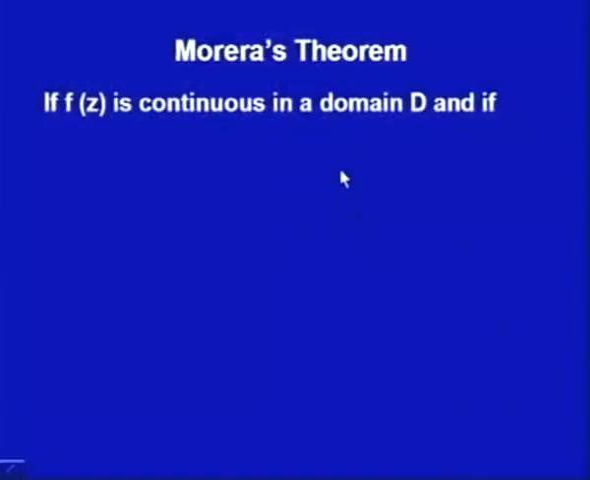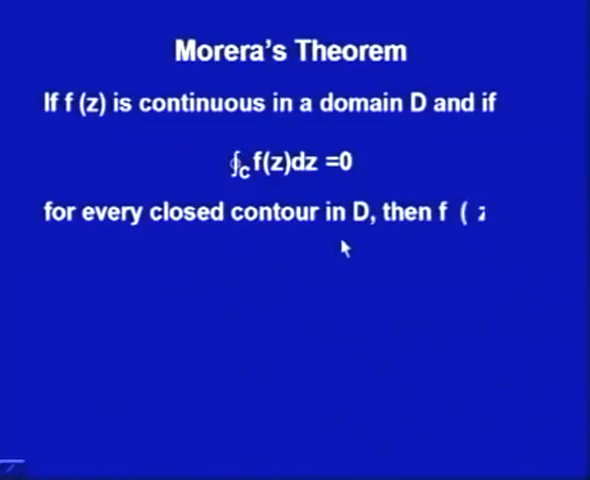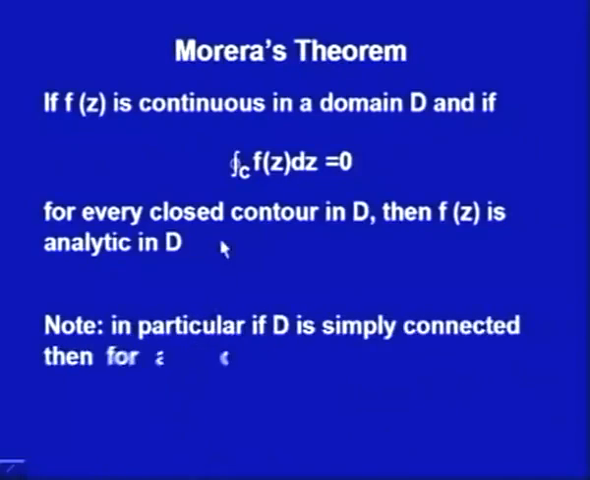Now from here we have actually proved one important result. You see, if f(z) is continuous in a domain D, and if the integral of f(z) along any closed contour C is 0 for every closed contour C in D, then f(z) is analytic in D. Now you see, that is what we are trying to say. So if my D is a simply connected domain, then this result you could treat as a converse of Cauchy theorem.